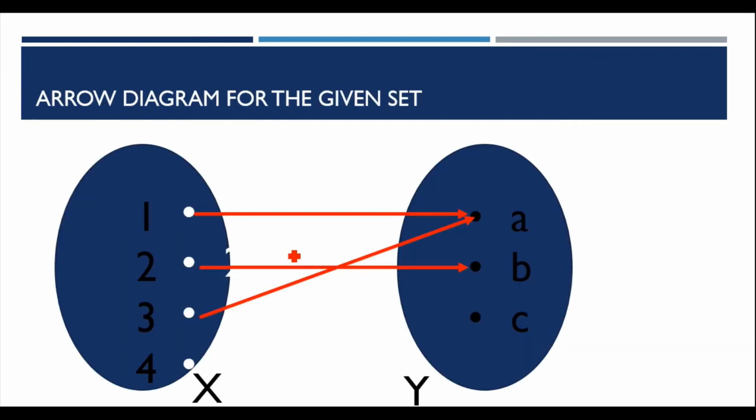Okay, take a look at the arrow diagram for that given set. We have here 1, 2, 3, 4. Then we have here A, B, C. Now, 4 here was not given. Okay, the element 4 of set X was not assigned to any element of set Y.